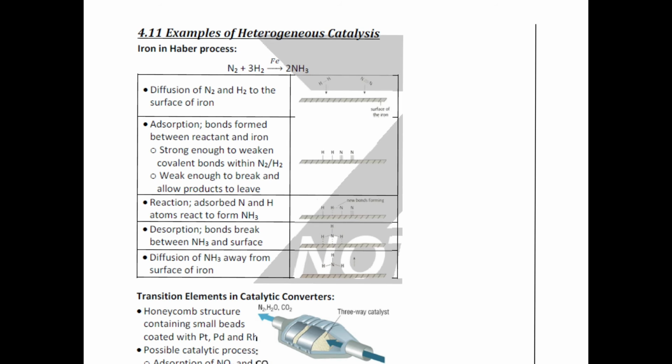Okay, so now reactions. Adsorbed N and H atoms react to form ammonia. Then desorption. Bond breaks between NH3 and surface. So they leave as ammonia. Diffusion of ammonia away from the surface of iron. So this is the whole process. Okay, now let's move on. The last part already.